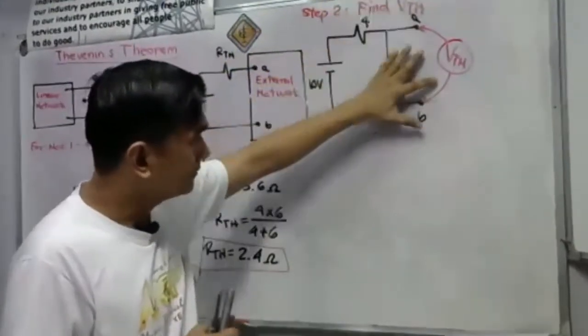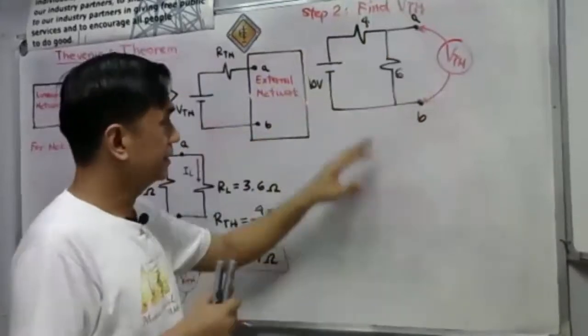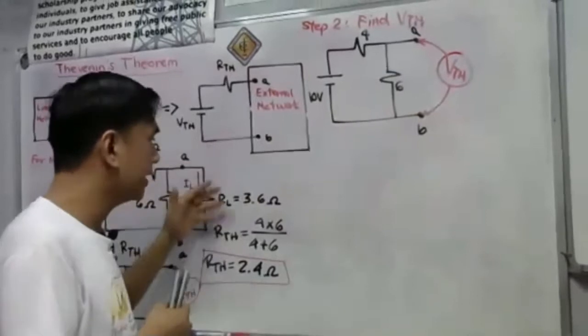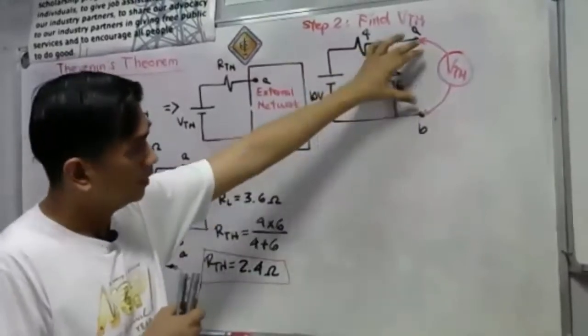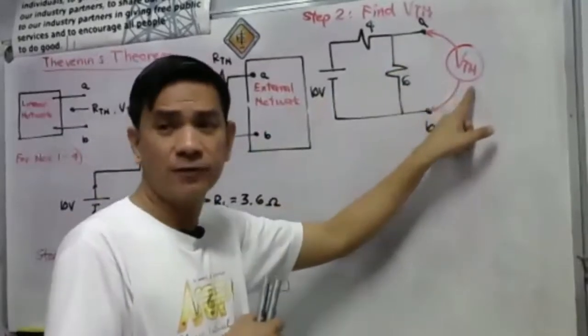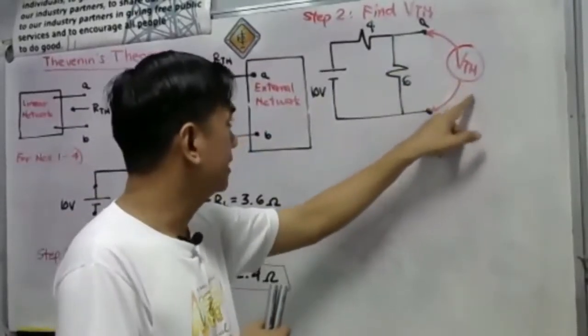Find the Thevenin's voltage. So, how to find the Thevenin's voltage? Of course, we disconnect the load RL. We already disconnected it. And then, what will be the reading of this voltmeter? What will be the reading?